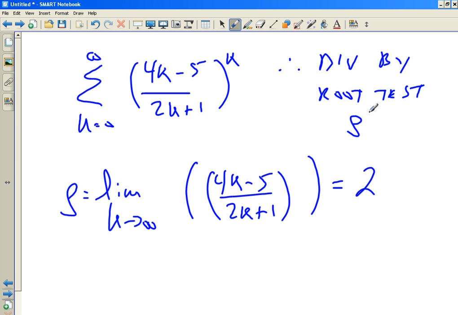what's bad about the root test? When is the root test bad? Greater than 1. That's it. So use the ratio test or the root test as needed. Okay. How about this one? Ready?